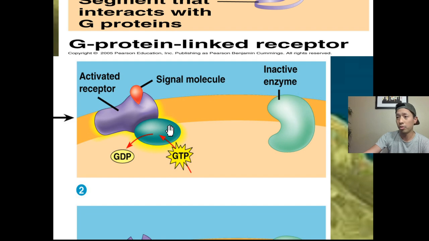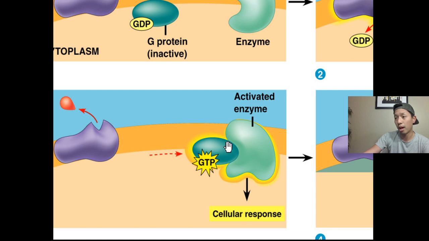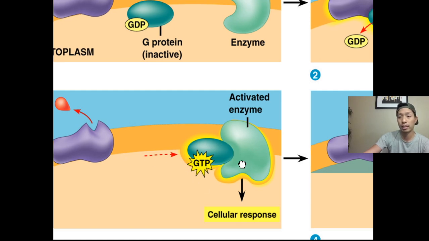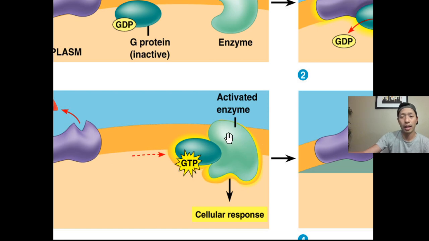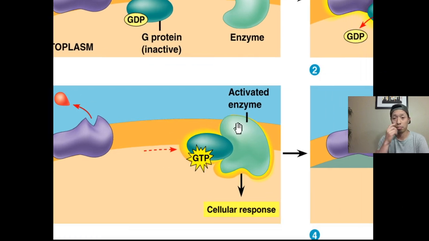Okay. Now, once that G protein is activated by the receptor, the G protein with the GTP on it will travel over to that inactive enzyme, activating it, and then that enzyme does some kind of chemical reaction, which then causes a chain reaction that ultimately leads to some kind of cellular response. And now we've achieved our goal. Okay, and you can see over here the receptor, having done its job, is going to release that chemical messenger, and it's going to float away, and the message is basically cut off at that point.